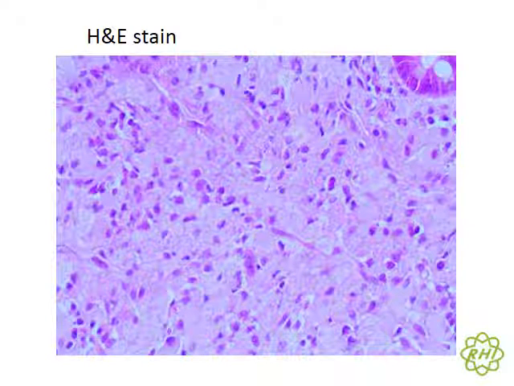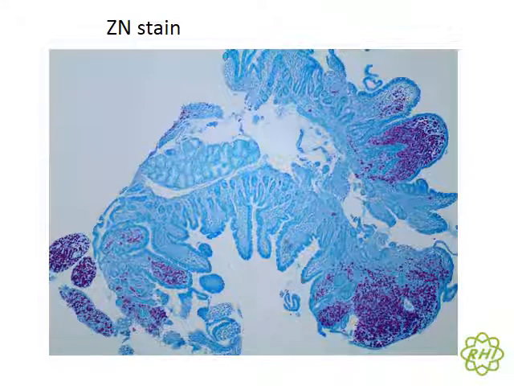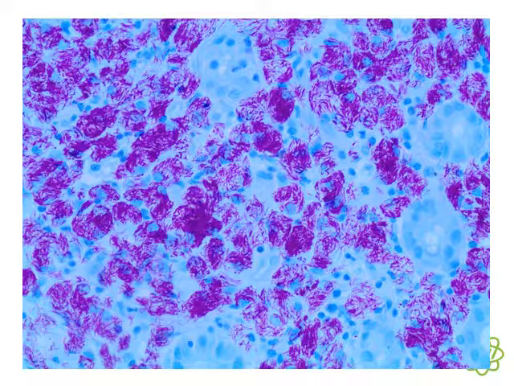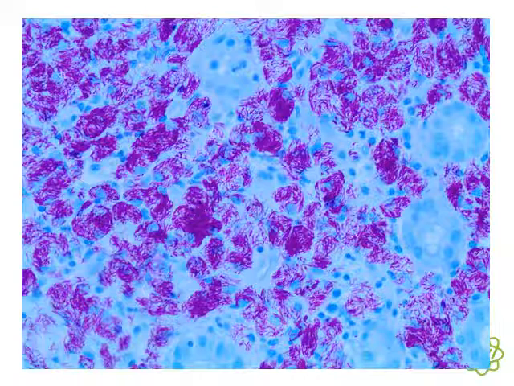And here you can see the H&E stain of that duodenal biopsy. And more interesting is the ZN stain. I'm going to give you a little close-up of that. You will see there vast amounts of acid fast bacilli. This was actually a diagnosis of Mycobacterium avium complex of the gastrointestinal tract, which we sometimes see in patients with CD4s under 50 and can make them very sick.